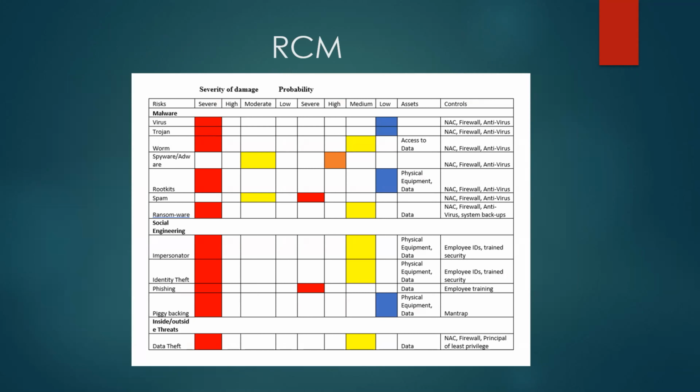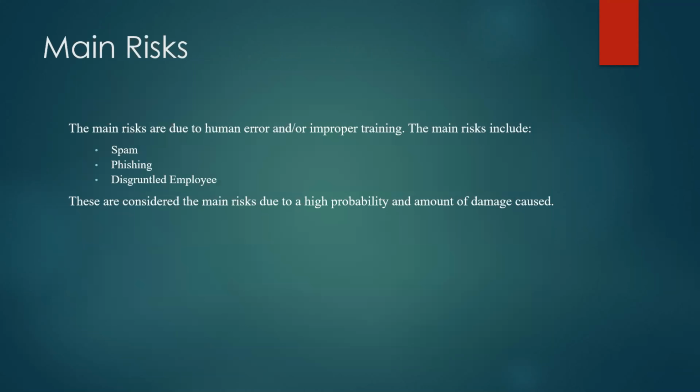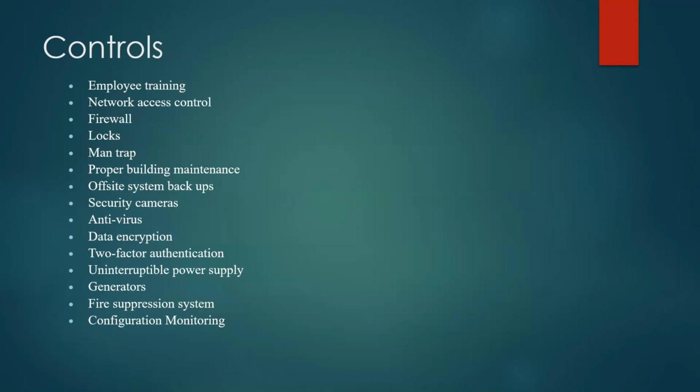There are a lot of severe potential damages, but for most of those, the probability is fairly low. But the main risks determined from the RCM would be spam, phishing, and disgruntled employees. A current employee gets upset or an ex-employee is fired. A lot of times they can go inside and just wreak absolute havoc. They're the main risks because of the high probability and the amount of potential damage that could be caused from it.